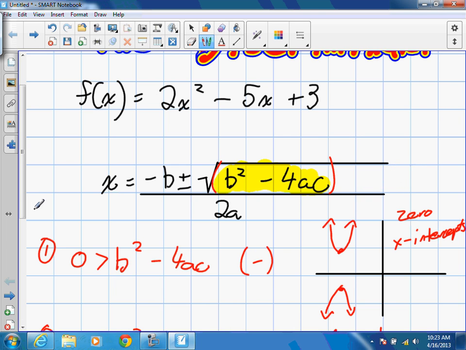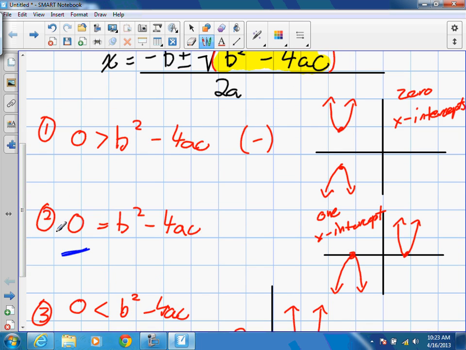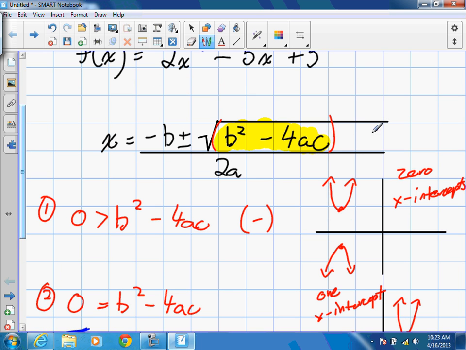In our second case, if it equals 0, I find the square root of 0. What is the square root of 0? 0. So what I'm going to have is plus or minus 0. Is it going to make a difference whether I add or subtract the 0? No, so I'm still really just going to have 1 answer in that case. You could still split your quadratic formula, but both answers will be identical.